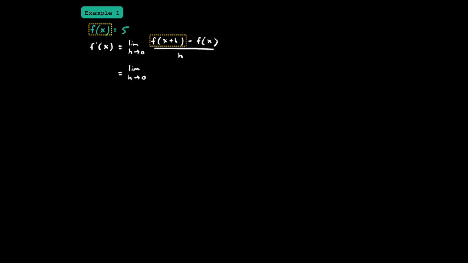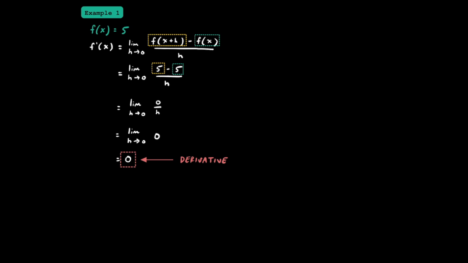Since there are no x's, we're just going to get 5. Now let's subtract f of x, which is just 5. This is going to be over h. F of x plus h is equal to 5, and f of x is equal to 5. Simplifying that a bit, we have the limit as h is approaching 0 of 0 over h. Now since 0 divided by anything is still going to be 0, we're going to have the limit as h is approaching 0 of 0. The limit as h approaches 0 of 0 is just going to be 0.